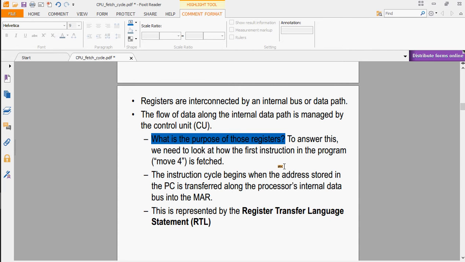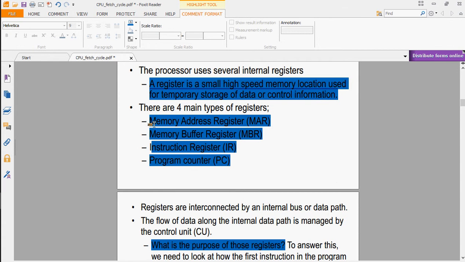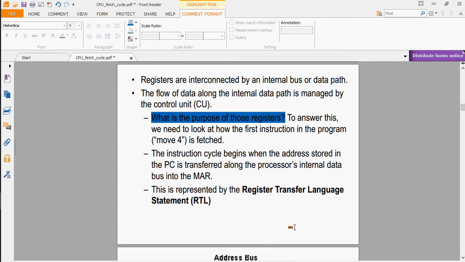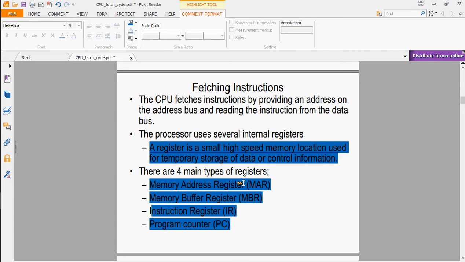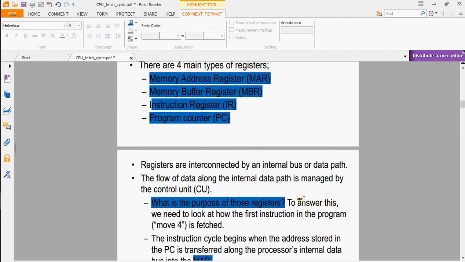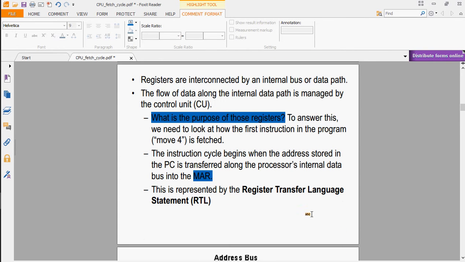The instruction cycle begins when an address stored in the PC is transferred along the processor's internal data bus into the memory address register. This memory address register is also a type of register. Like in the definition we said, a register is a small high-speed memory location used for temporary storage of data or control information. This is represented by register transfer language.